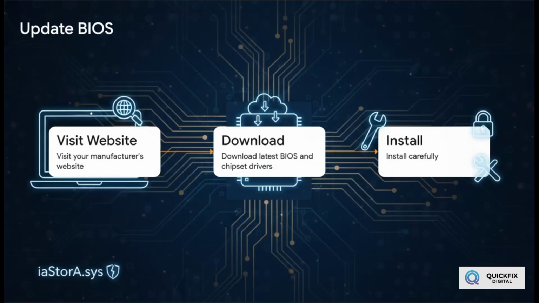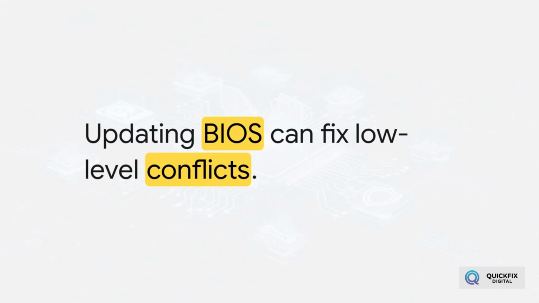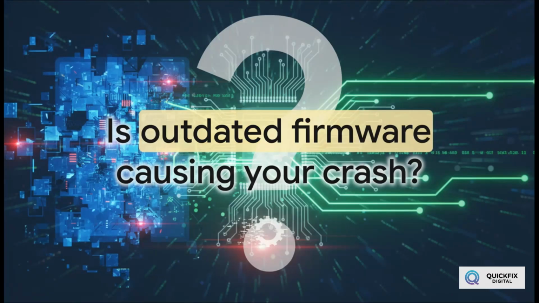Finally, firmware matters. Fix 5 is downloading the latest BIOS straight from your manufacturer's website. Make sure to follow their official instructions carefully to avoid any permanent hardware damage. Resolving these conflicts stops the crashing.